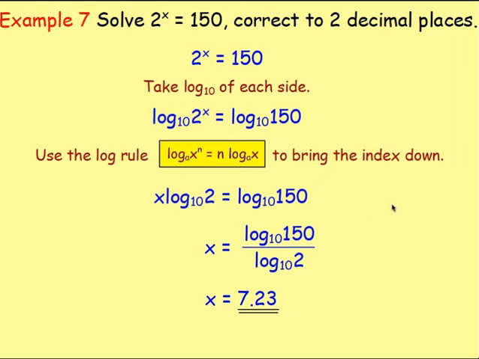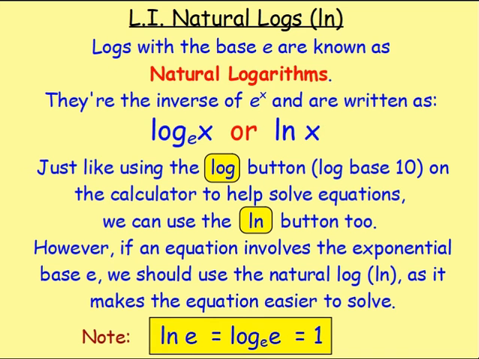This example here, very, very similar. You're looking at it and what should jump out is that x is an index. So to bring it down, what you've got to do is take logs of both sides. So take logs of both sides, bring the index down, and then from there get x on its own by dividing both sides by log base 10 of 2.